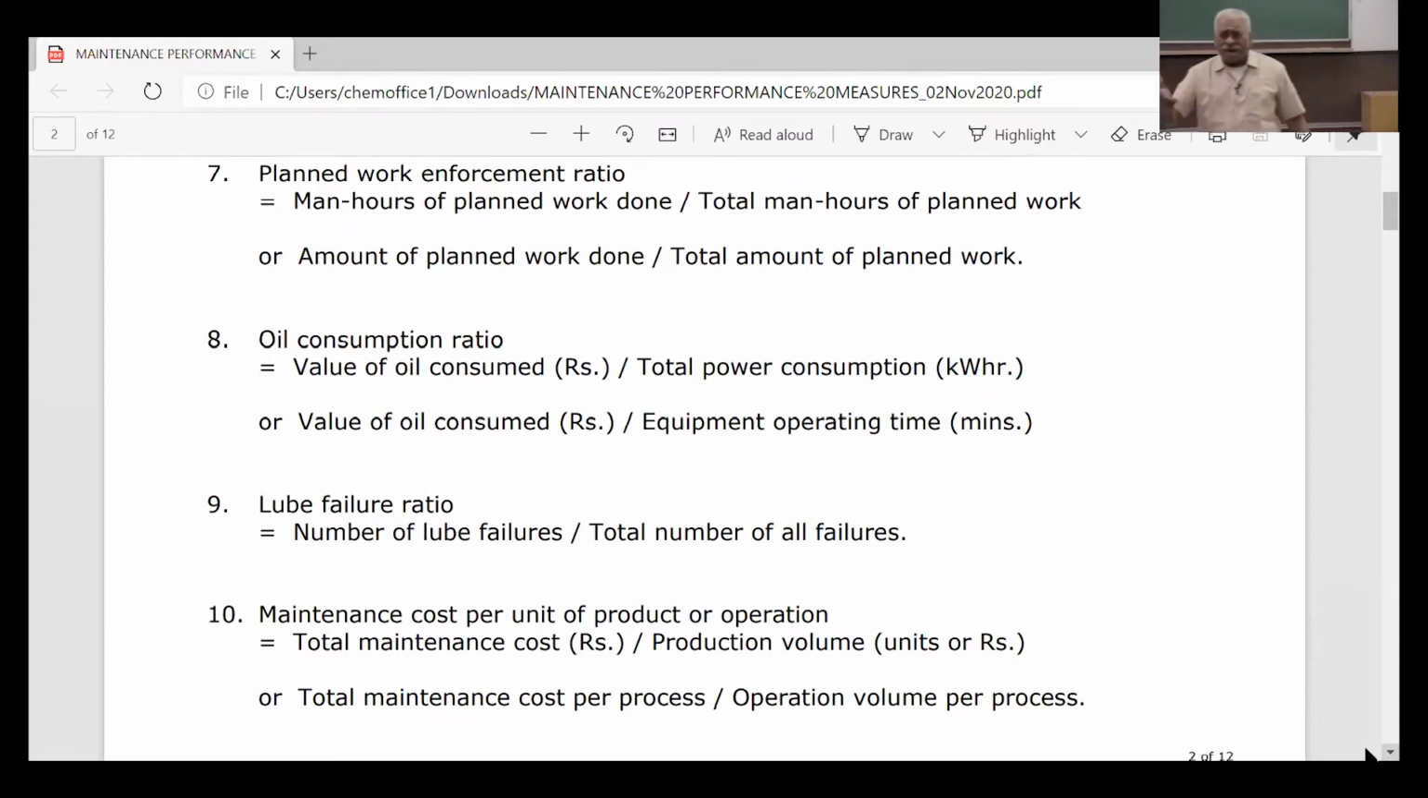Now you can even better appreciate why I said these performance measures form the bridge between engineering and management. I hope you are able to appreciate that.